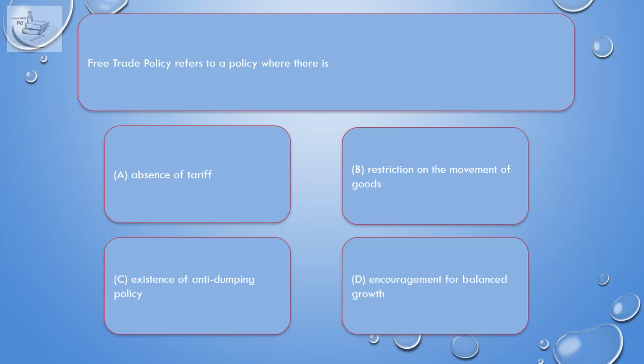Question. Free trade policy refers to a policy where there is A. Absence of tariff. B. Restriction on the movement of goods. C. Existence of anti-dumping policy. D. Encouragement for balanced growth. Correct answer is A. Absence of tariff.